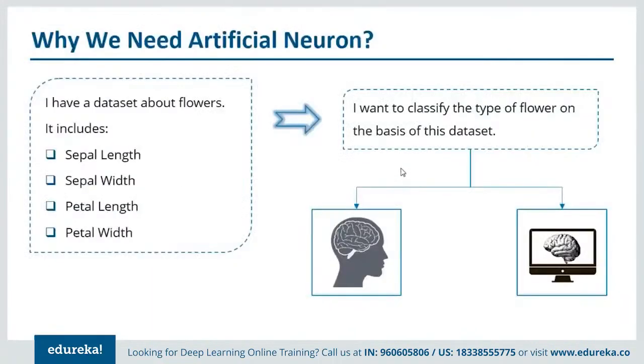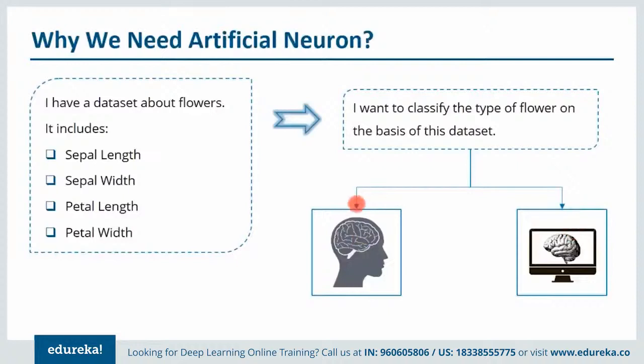So let us understand why we need artificial neurons with an example. I have a data set of flowers, say, and that data set includes sepal length, sepal width, petal length, and petal width. Now what I want to do is classify the type of flower on the basis of this data set. Now there are two options. Either I can do it manually. I can look at the flower manually and determine by its color or any means what sort of flower it is. Or I can train a machine to do that.